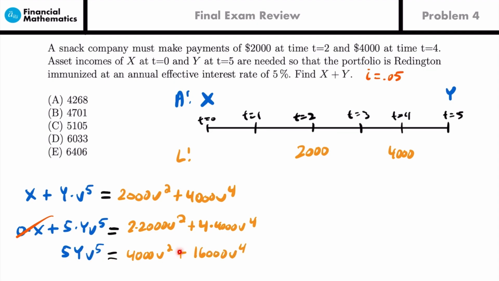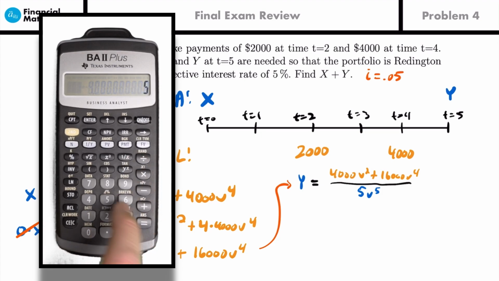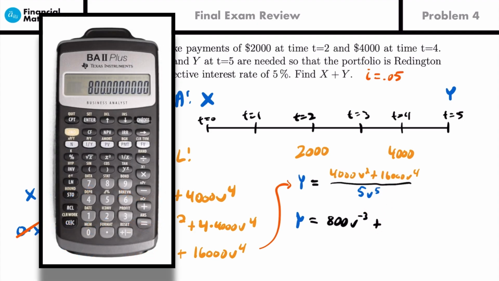Okay, now to solve for y, we want to divide both sides of the equation by 5v to the power of 5. So let's do that up here. Y will be equal to 4,000 v squared plus 16,000 v to the power of 4 divided by 5 times v to the power of 5. Now, we can do some simplification here to make putting this into our calculator a little bit easier. We can divide both 4,000 and 16,000 by 5. So 4,000 divided by 5 is 800. So y is equal to 800, and then v squared divided by v to the power of 5 would be v to the power of negative 3, right? You just subtract the exponents. 2 minus 5 is negative 3. And then you'd add that to 16,000 divided by 5. Let's do that. 16,000 divided by 5 is 3,200.